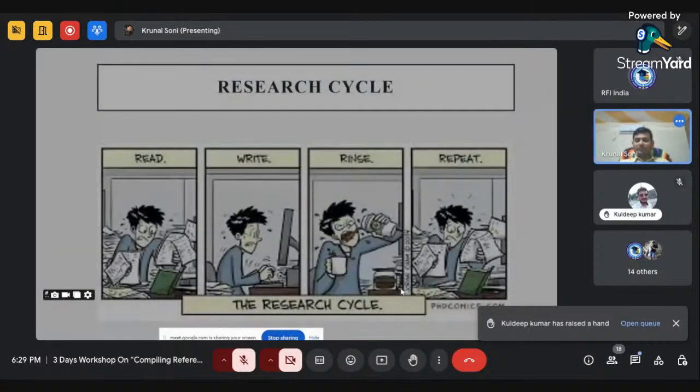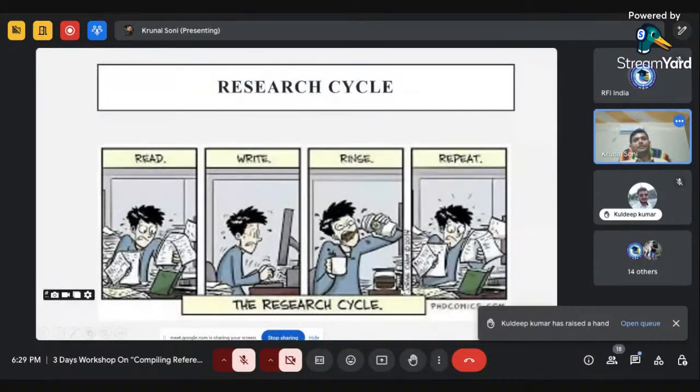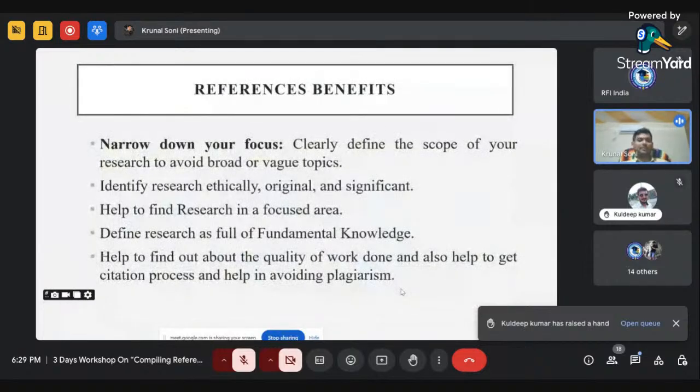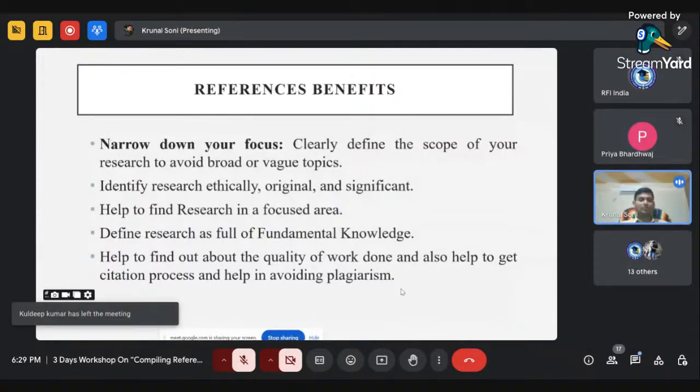Research cycle, this is what you need to follow. So what are the benefits if at all we are going for the referencing and bibliography? First of all, referencing and bibliography is helping researchers to narrow down their topics. That means you are starting with the broad aspect, the broad concept, like you need to focus upon one industry, one company, and then after you have to narrow down your topics, right?